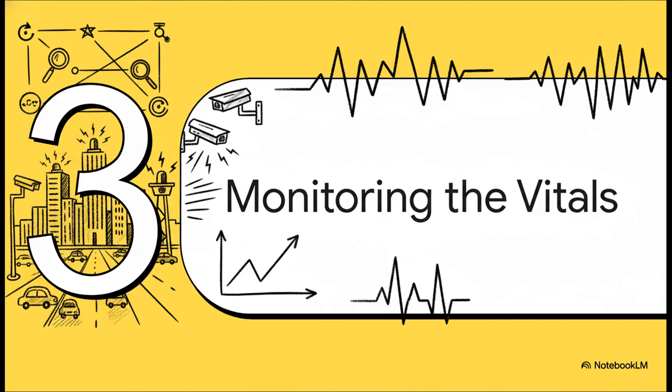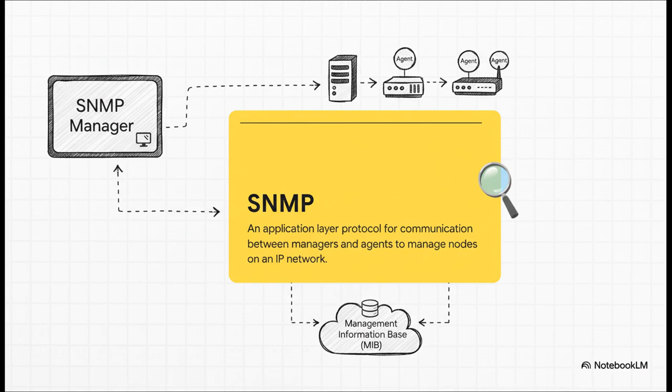It's basically the network's version of a city's traffic cameras, its power grid sensors, its emergency alert systems, all rolled into one. And one of the classic tools for this job is SNMP, the Simple Network Management Protocol. The way it works is pretty cool. You have an SNMP manager, which you can think of as the city's central command center. Then, on every important device, every router, every switch, you have an agent. That agent is like a little sensor, just waiting to report back. And the list of all the things it can report on is called the MIB.